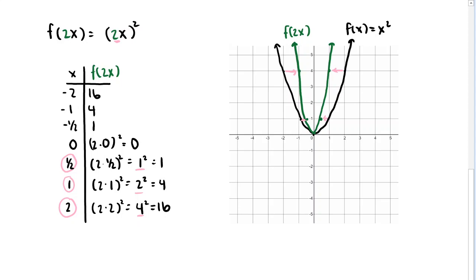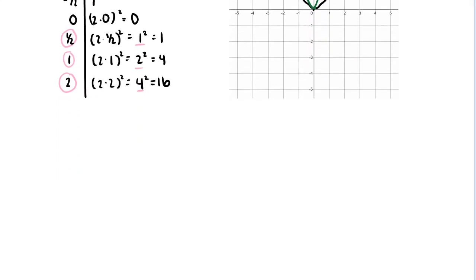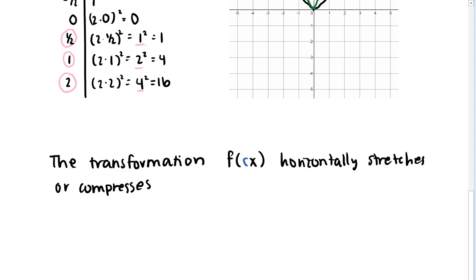All of the points are the same, but their x values are squeezed in by 1/2. They're closer to the y-axis. And so in general, the transformation f of some constant times the input of our function horizontally stretches or compresses our function f of x.